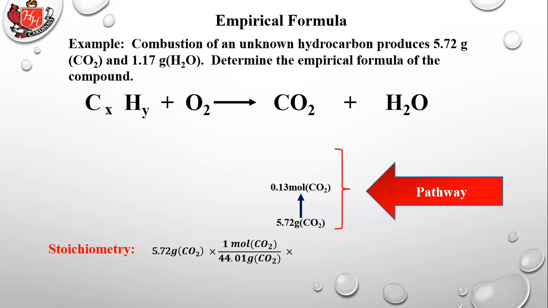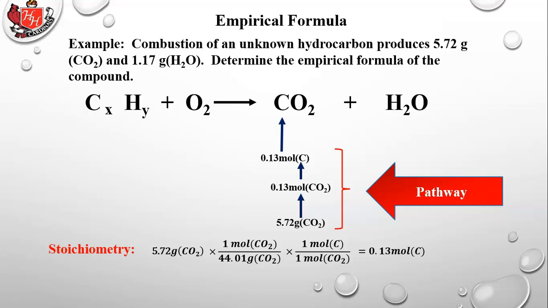Now, how many moles of carbon do we need for every mole of CO2? We stated that earlier. You need 1 mole of carbon for every 1 mole of CO2. So we're going to put that as a ratio, 1 mole of carbon for every 1 mole of CO2. And that's going to give us 0.13 moles of carbon. So there we go. So you know how many moles of carbon we produced.